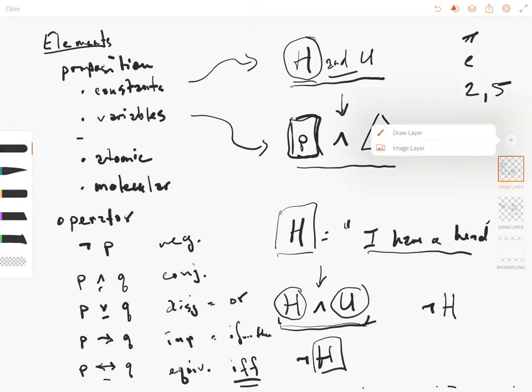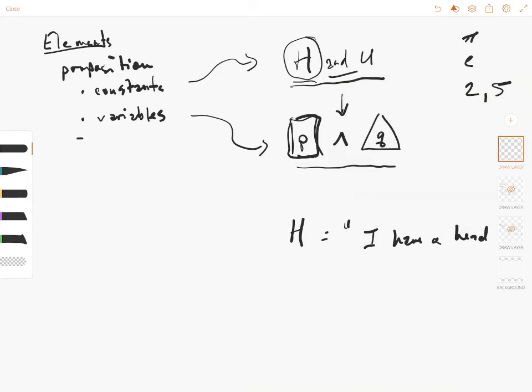Now let's turn to another element here. We have groupers. Groupers enable us to group propositions together so they can serve various functions. So now let's talk about this for a moment.